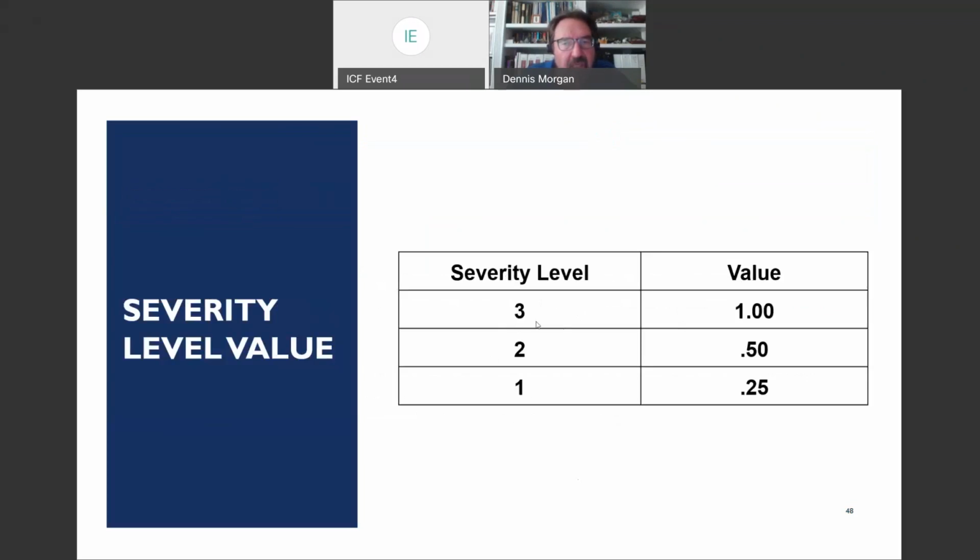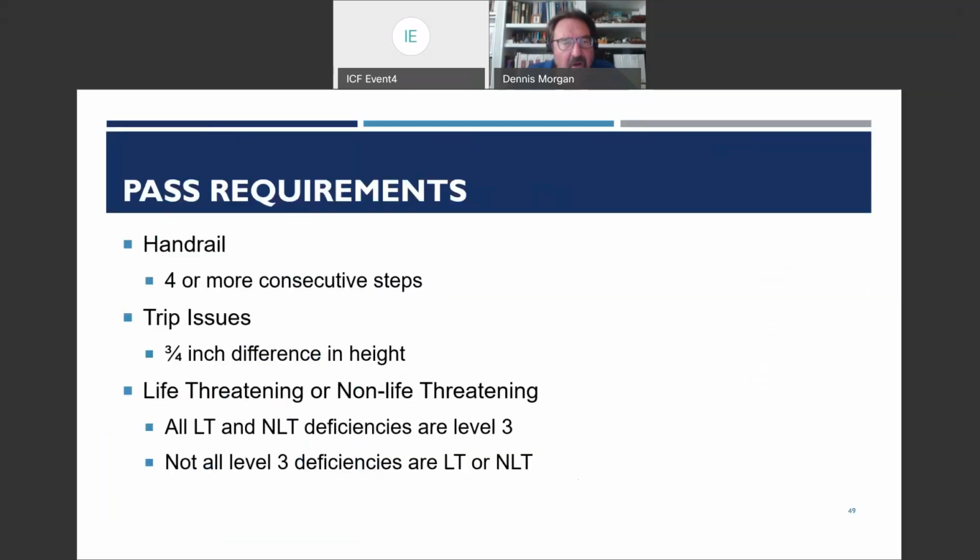Severities of 3 have a multiplier value within the matrix of 1. Therefore, they have higher impact. Severity 2's have a multiplier of 0.50, and severities of 1 have a multiplier of 0.25. So you can see that severities of 3 within the matrix, within the scoring system, have greater impact on the overall score as well.